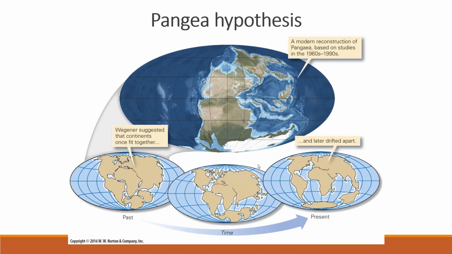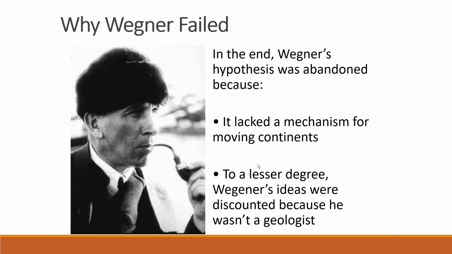So Wegener saw these things and thought that the only way to explain them is that the continents used to be together. The continents were not always in their present location. In the past, they were all part of a supercontinent that he called Pangea. Pan, all, Gea, Earth. So he felt they had to once fit together, and then later they drifted apart, which is why he calls it continental drift.